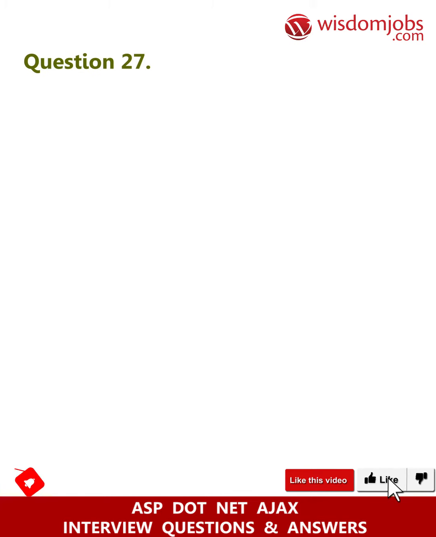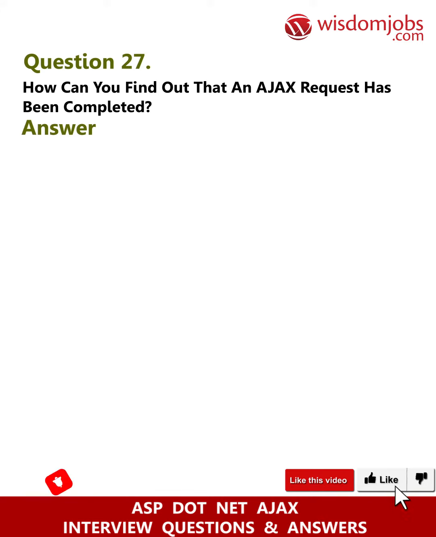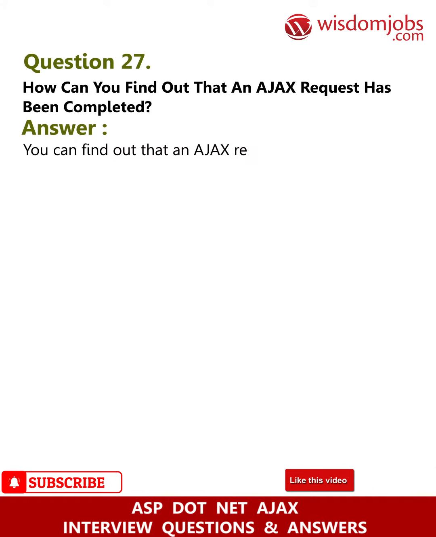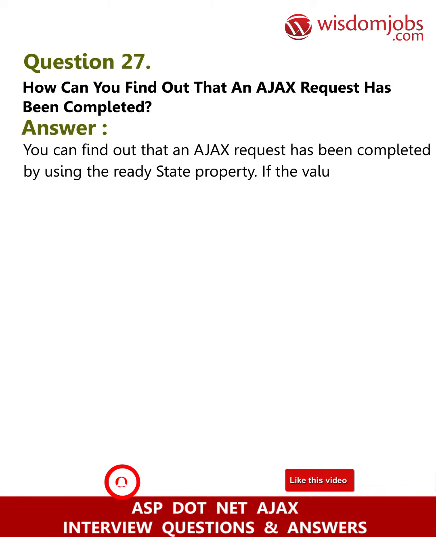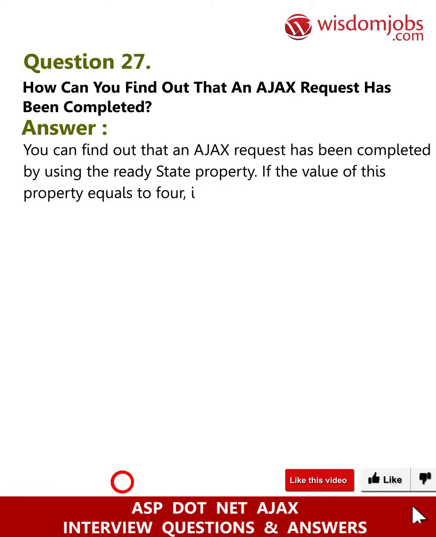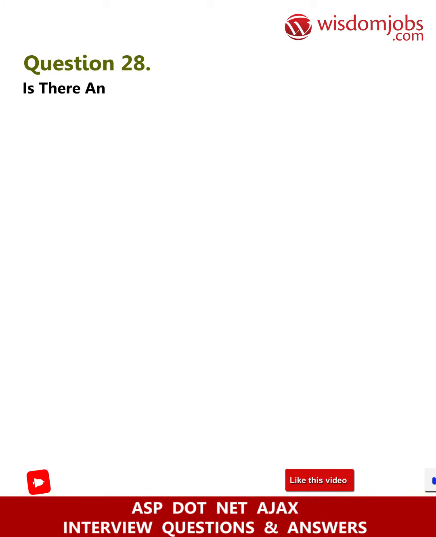Question 27. How can you find out that an Ajax request has been completed? Answer. You can find out that an Ajax request has been completed by using the ready state property. If the value of this property equals 4, it means that the request has been completed and the data is available.